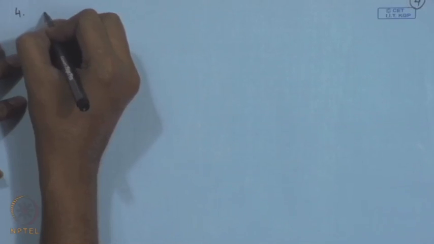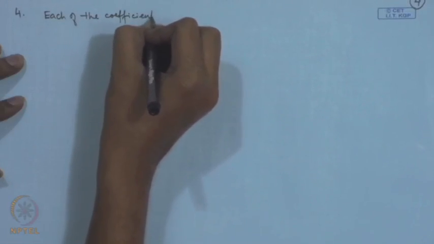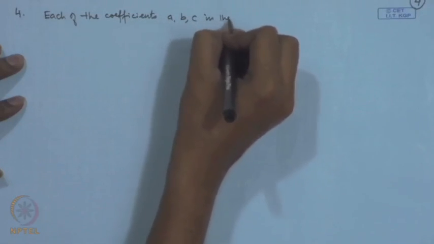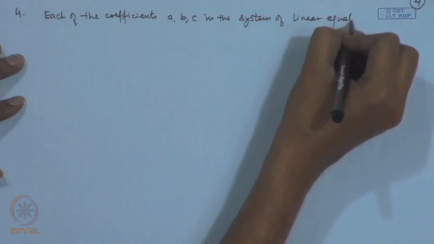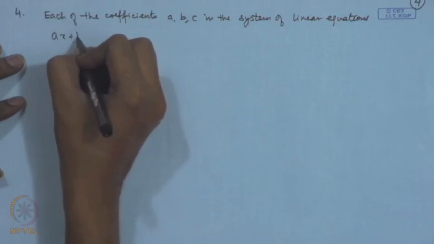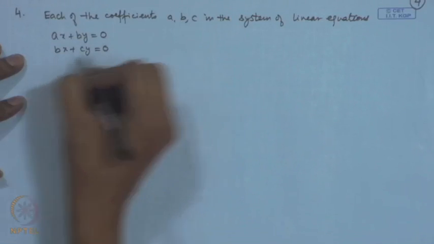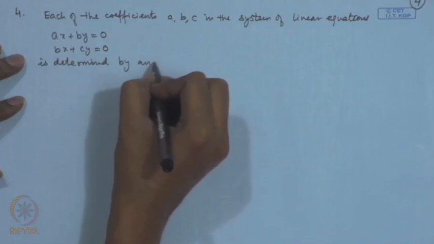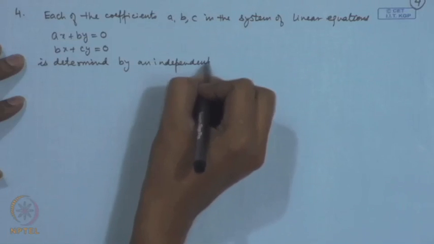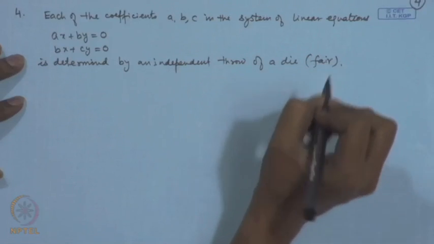Let us take another example here. Each of the coefficients A, B, C in the system of linear equations, say A x plus B y is equal to 0 and B x plus C y is equal to 0, is determined by an independent throw of a die, and we assume that this die is fair.